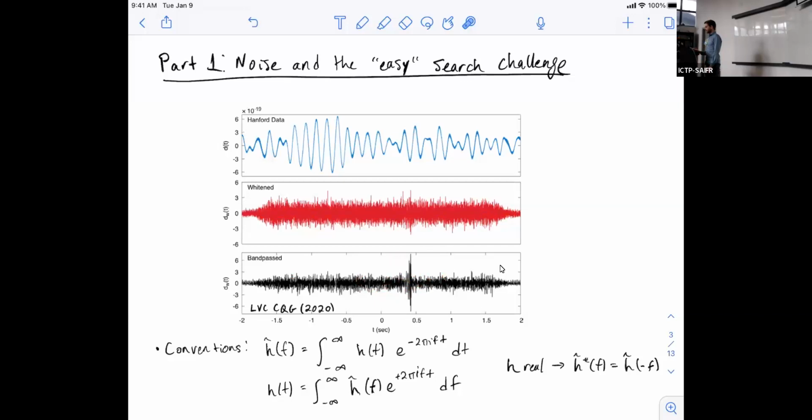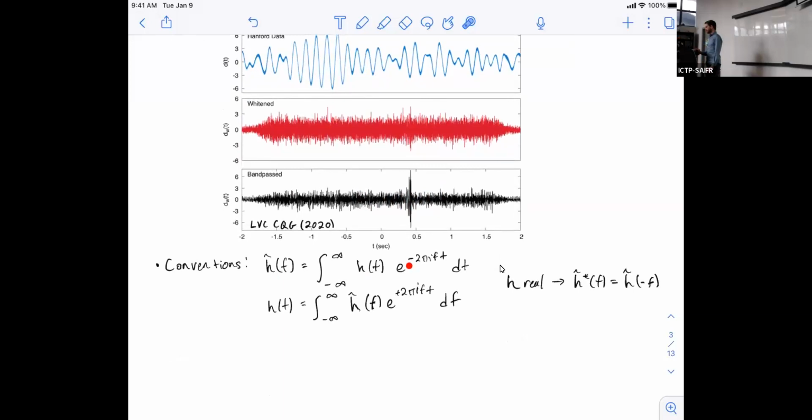Okay. So the challenge, the easy search challenge, is when this tiny signal is right here in this data, how do we find it and how do we analyze it? Okay. And I'm going to talk about that here. First, just so they're on the paper, we have some Fourier transform conventions. We have the minus sign when we go into the frequency domain, the plus sign when we go into the time domain. No factors of 2 pi because we're actually doing frequency transformations.